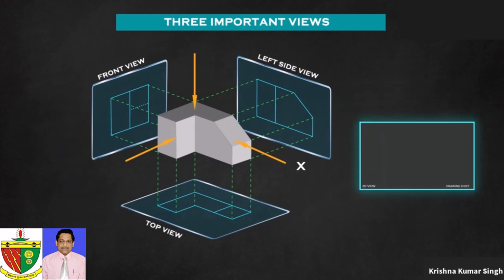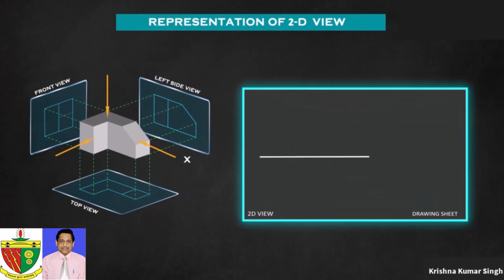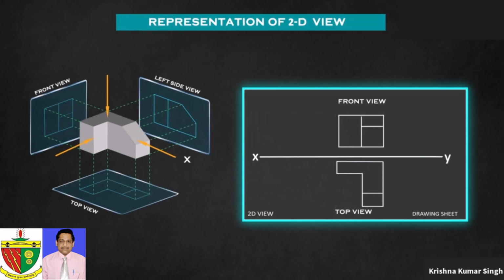Generally, we follow a format to represent the 3 views of an object on a drawing sheet. We first draw a reference line, XY, on the drawing sheet. The front view of the object is drawn above the reference line. The top view is drawn below the reference line. And the side view is drawn beside the front view.